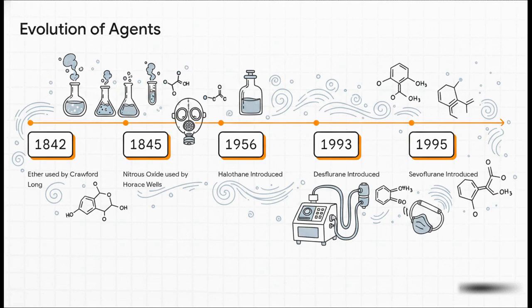And, we've actually been perfecting this exact process for nearly 2 centuries. Starting way back with Crawford Long using ether in 1842 and Horace Wells with nitrous oxide shortly after, we have constantly been searching the chemical world. The goal has always been finding agents with faster, safer, and just more reliable pharmacokinetic properties, which eventually led us to modern mainstays like desflurane and sevoflurane.